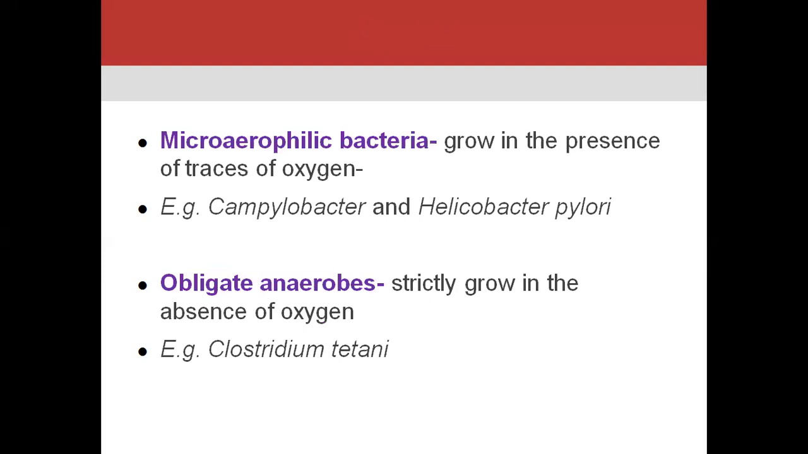Next, obligate anaerobes. What is meant by obligate anaerobes? Strictly they grow in the absence of oxygen. Even if a minute amount or traces of oxygen are present, they cannot be grown. Example, Clostridium tetani.